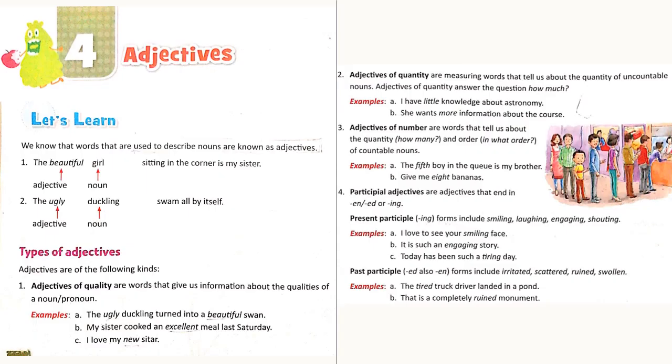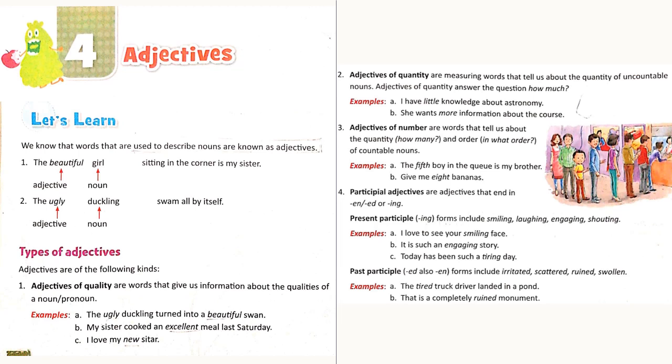Let us first know what an adjective is. An adjective is a describing word. An adjective describes a noun. Now take the example, the beautiful girl. Here the word beautiful says something about the girl, describes the girl. That's why beautiful is an adjective.